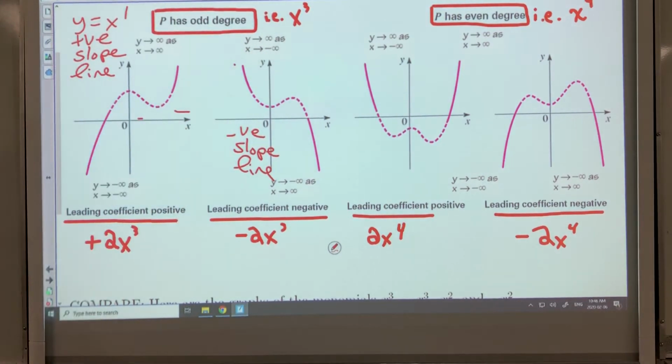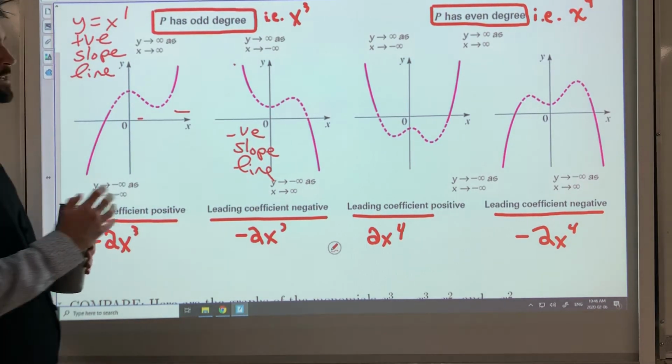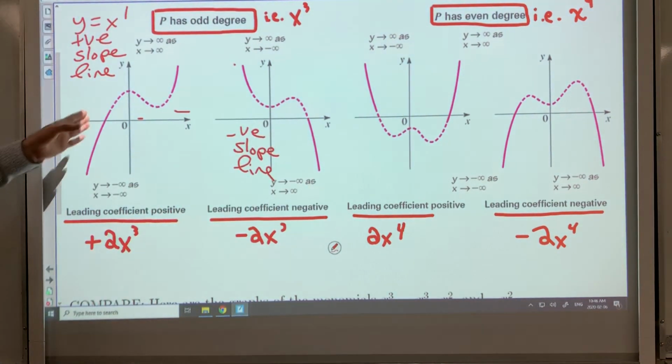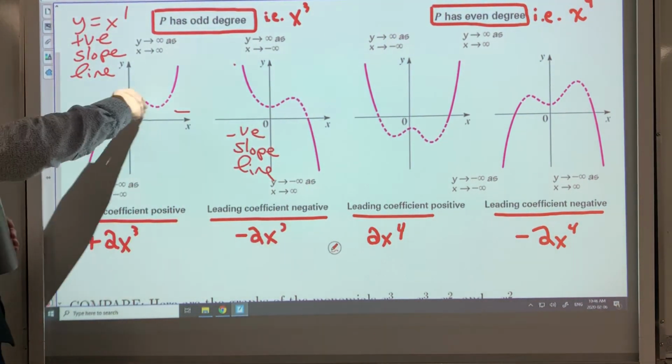Question? Is there a reason why part of the graph is dotted? Oh, that's a very good question. Because this is the part of the graph that will vary, right? They're just saying that in general they have sort of this S shape.